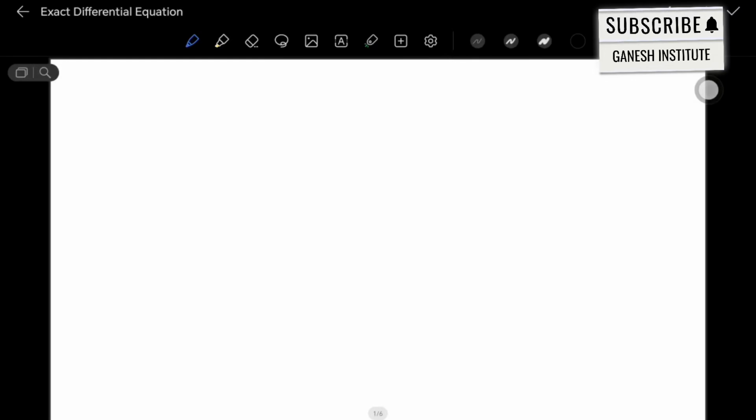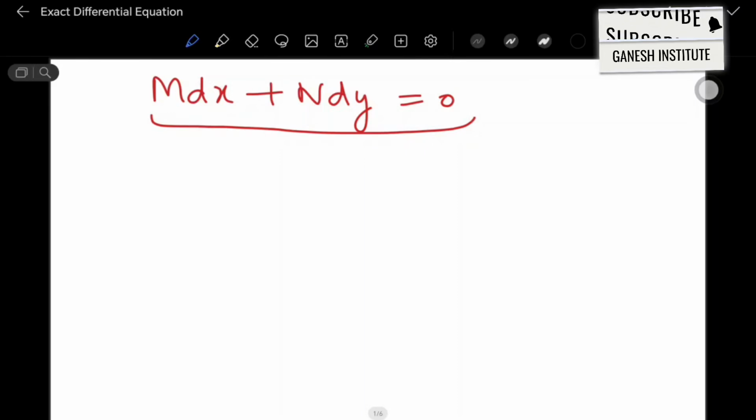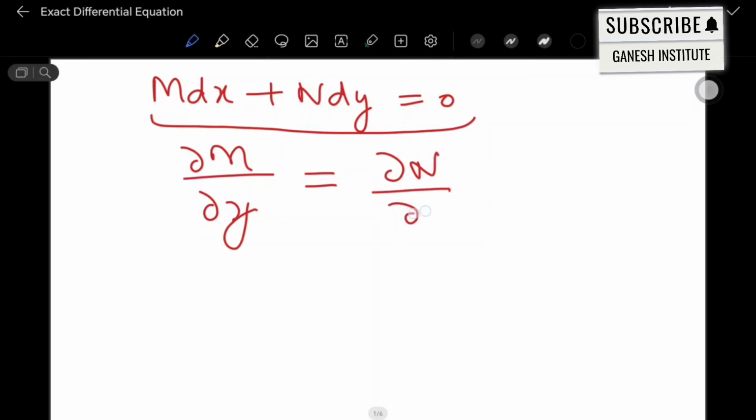To know that, we should first know what we mean by an exact differential equation. It is an equation of the type M dx plus N dy equals 0. Now, it is important that this sort of equation will be called an exact differential equation only if it satisfies this condition: partial differentiation of M with respect to y is equal to partial differentiation of N with respect to x. If this condition is satisfied, then we will say that this equation is an exact differential equation.